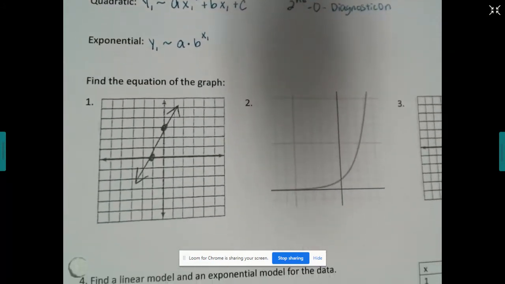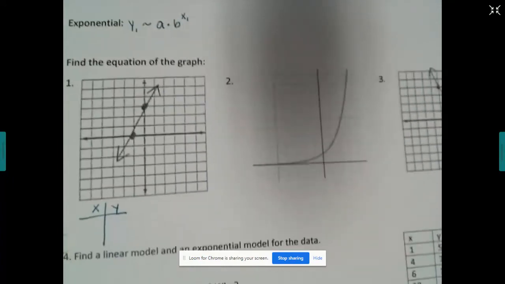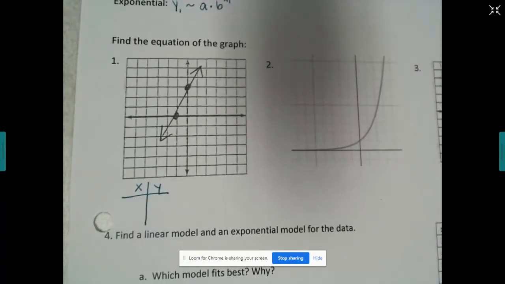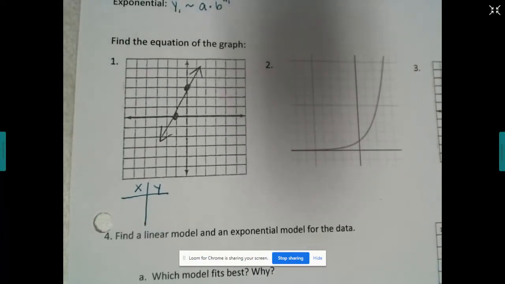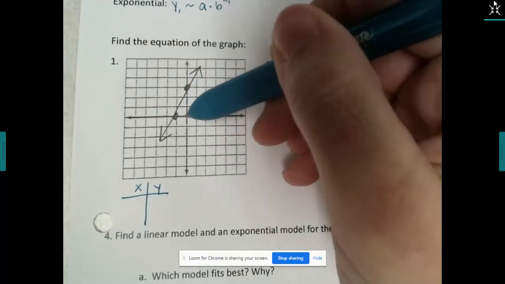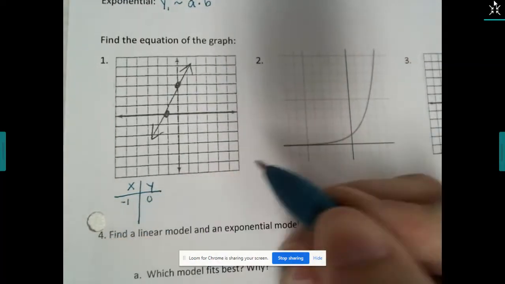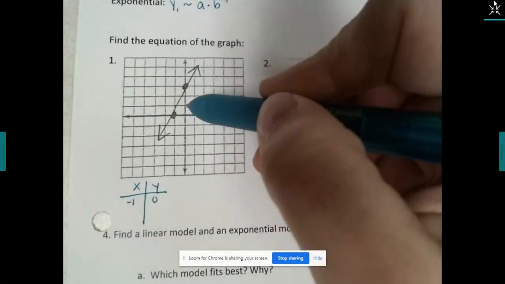So first let's just find the equation of some of these where we do have the graph. If we look at number 1, what we want to do is make a table. We know by looking at it that it's going to be linear, it's just a straight line. And when that's the case, you only have to have 2 points. You can have as many as you want, but you only have to have 2. So I've got my 2 points here already marked. One is at (-1, 0), and then my other one is at (0, 3).